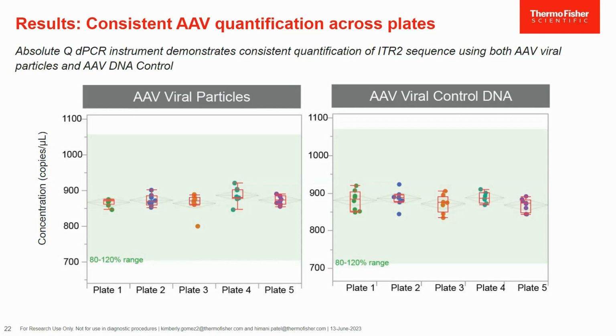And the same thing could be said for our DNA control in the graph on the right in terms of percent recovery and percent CV. We also went a step further, and we did a one-way ANOVA test with all of our results and found that there's no significant difference in ITR copies between our MAP16 plates.